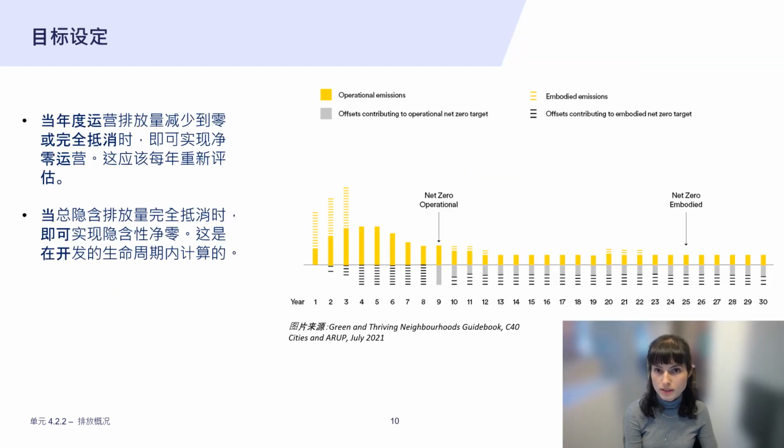Neighbourhoods should work with stakeholders to agree target dates. There are 2 targets. Net zero operational is achieved when the annual operational emissions are either reduced to 0 or completely offset. This should be reassessed each year. Net zero embodied is achieved when the total embodied emissions are completely offset. This is calculated over the life cycle of the development. It is important that offsets are only counted towards either the operational or the embodied target to avoid double counting.